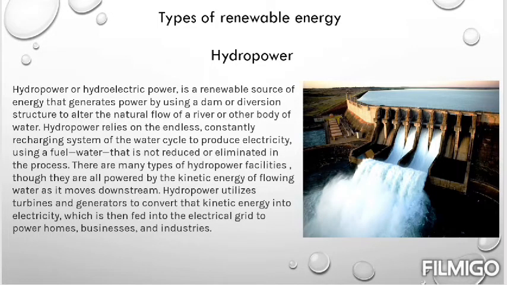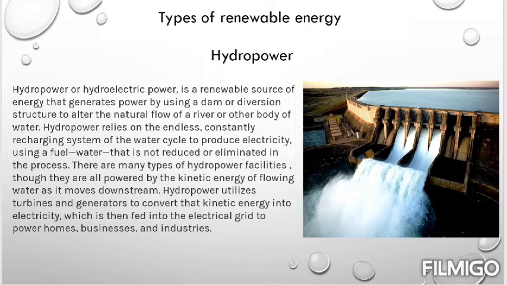Types of renewable energy. The first being hydropower. Hydropower or hydroelectric power is a renewable source of energy that generates power by using a dam or diversion structure to alter the natural flow of a river or other body of water. Hydropower relies on the endless, constantly recharging system of the water cycle to produce electricity, using a fuel, water, that is not reduced or eliminated in the process.